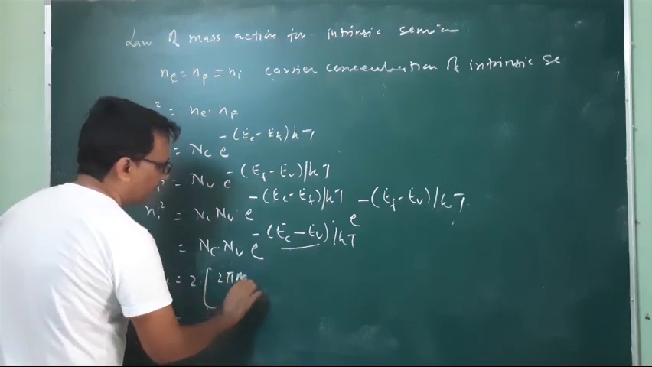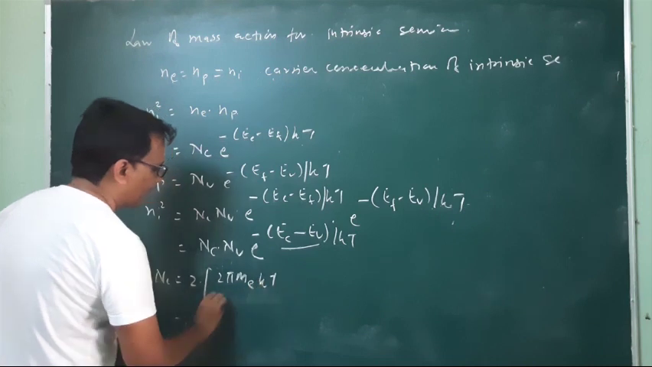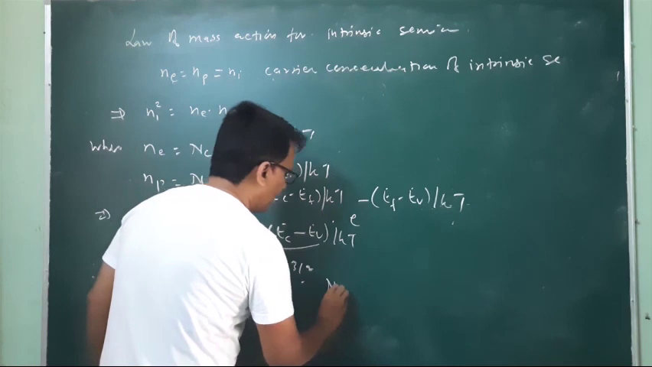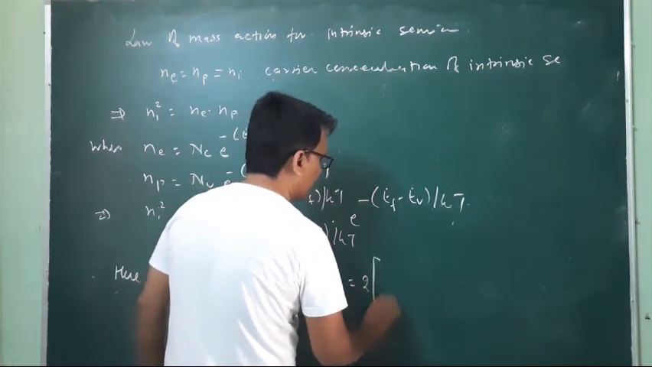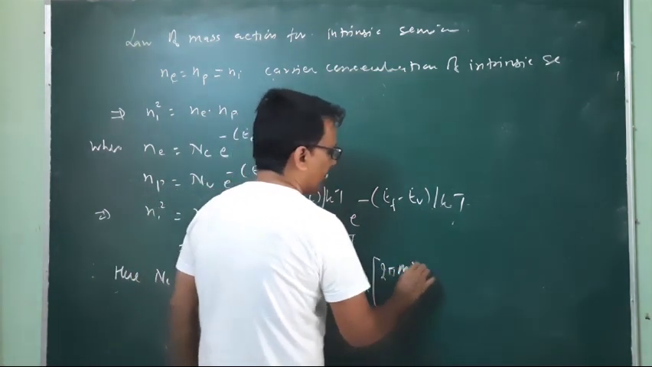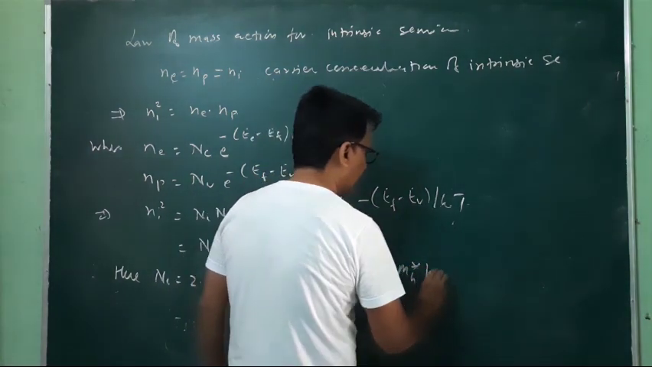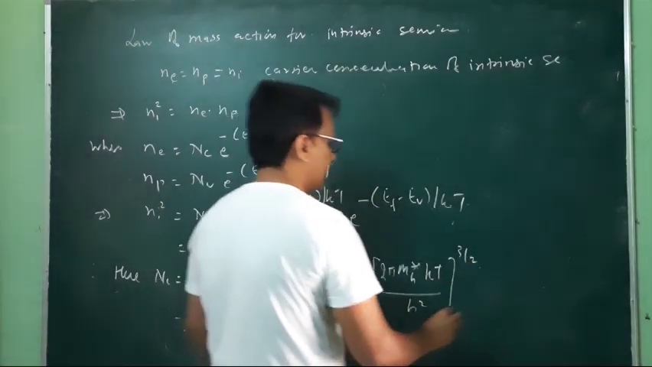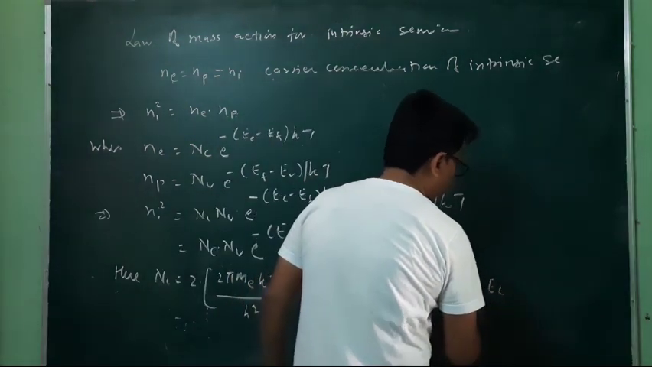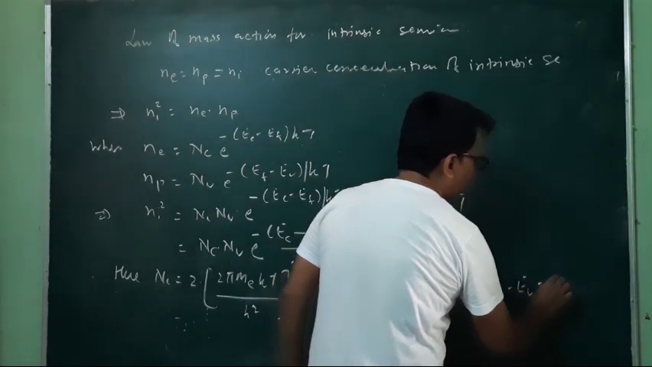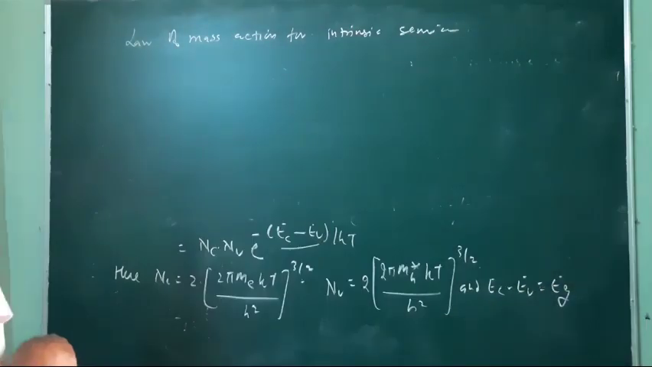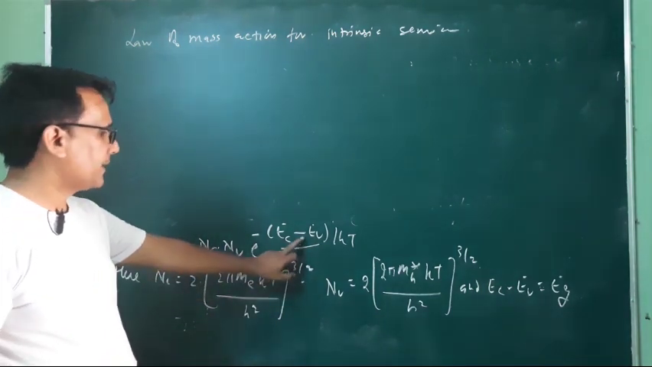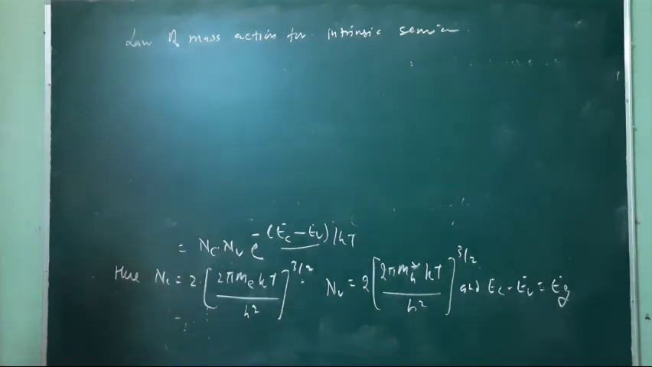2 (2 pi m_e* kT by h squared) to the power 3 by 2, and N_V is equal to 2 times (2 pi m_h* k T by h squared) to the power 3 by 2, where m_h* is the effective mass of hole and k is the Boltzmann constant. And E_C minus E_V can be written as E_g. So now we will put the values of N_C and N_V here, and E_C minus E_V is replaced by the forbidden energy gap E_g.